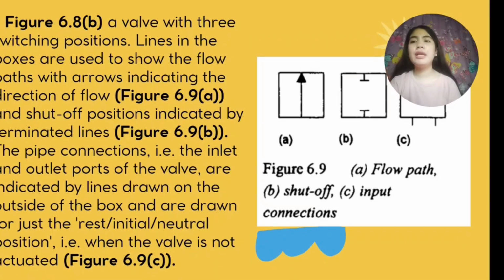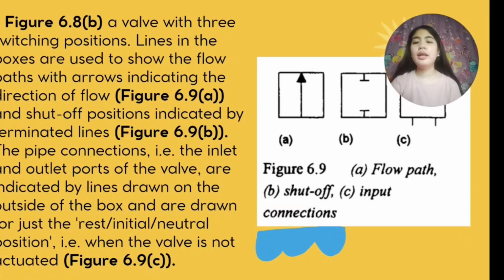Figure 6.8b, a valve with 3 switching positions. Lines in the boxes are used to show the flow paths, with arrows indicating the direction of flow, figure 6.9a, and shut-off positions indicated by terminated lines, figure 6.9b. The pipe connections, the inlet and outlet ports of the valve, are indicated by lines drawn on the outside of the box and are drawn for just the rest, initial, neutral position, when the valve is not actuated, figure 6.9c.